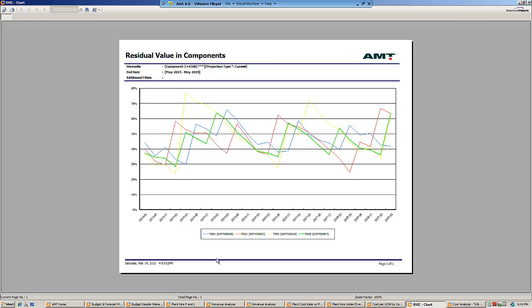Okay, that's probably as much as what I wanted to go through. I just wanted to highlight a couple of these key rental reports. It's certainly not all of the reports. There's a lot of different performance reports and things within AMT.